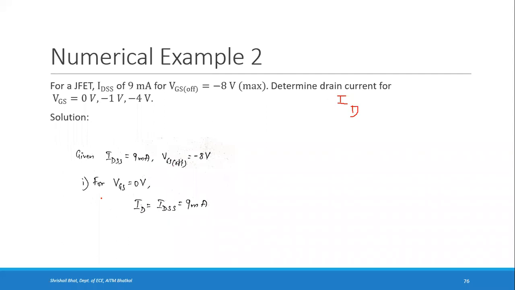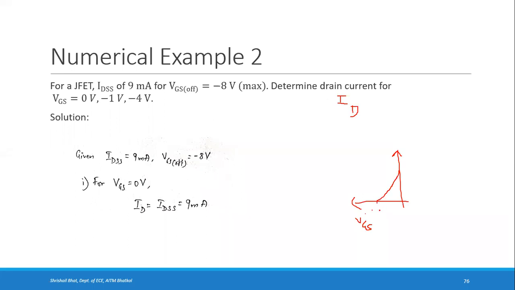First, if VGS is 0, the transfer characteristics will start like this. This will be VGS and this will be ID. So in the transfer characteristics, when VGS is 0, the current will start from here. The current will come slowly down till here. So this point is VGS off. This is given as minus 8.